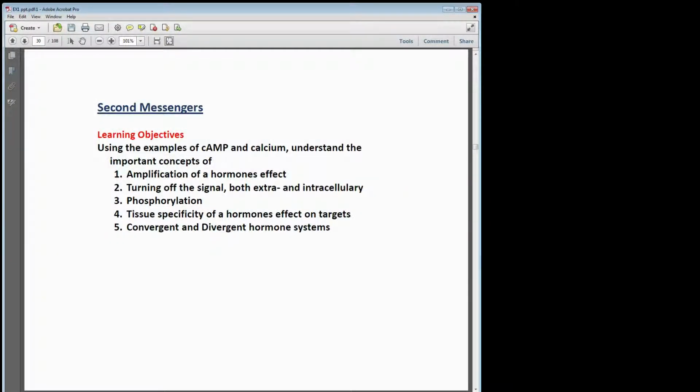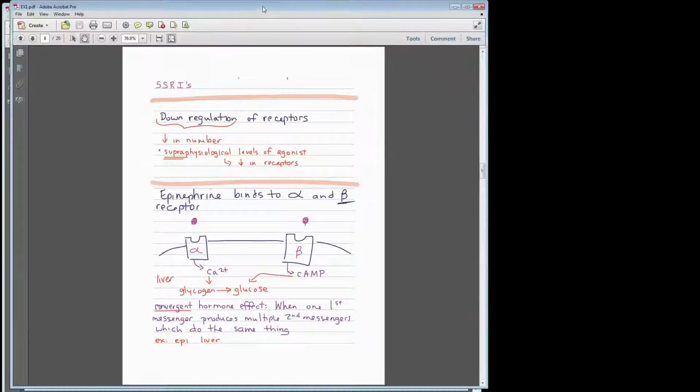Convergent and divergent hormone systems, I actually got away with just knowing what those two systems mean rather than the association with the examples. However, you may want to learn the examples also and memorize them. So let's pull up our notes real quick for the convergent hormone effect. This is when one first messenger produces multiple second messengers which do the same thing.